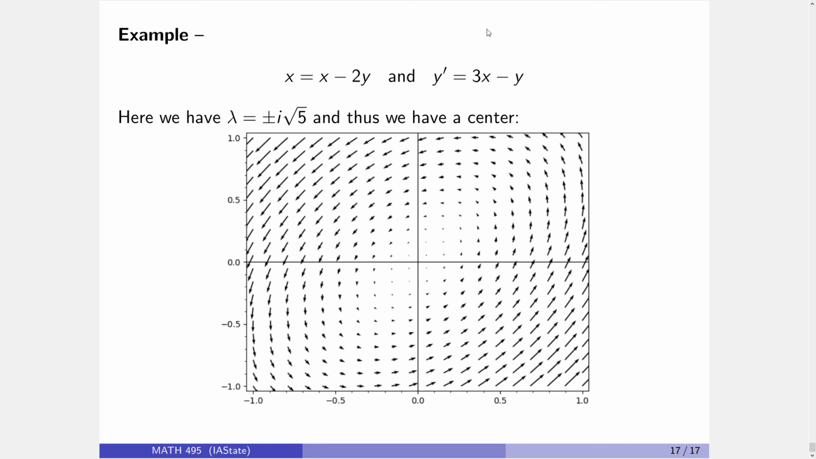Let me just fix that. We're almost done here. All right. And here we've got a purely imaginary eigenvalue. So note that's the only way that you would get a center.